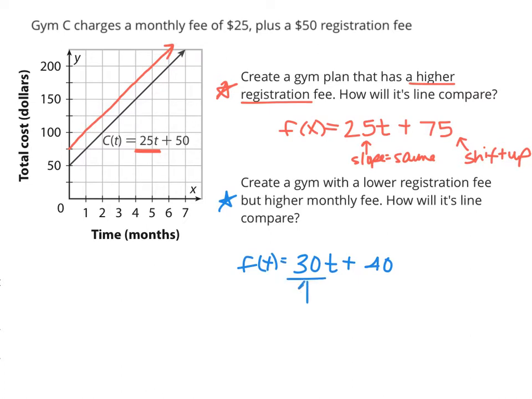And this time if we talk about how the line will compare, since my monthly rate is higher, that means my slope is going to be steeper, and this line should look steeper when I graph it. And this registration fee is lower, which means it's going to have a lower y-intercept, so that's an example of something that is going to shift down. So it's not perfect, but I went ahead and drew just a rough sketch just so that you could see this is in fact steeper than the original line, but it does have a lower y-intercept. So it's not that the entire line is underneath the original line, it's just that the y-intercept is at a lower point. So that's why we call that a shift down.